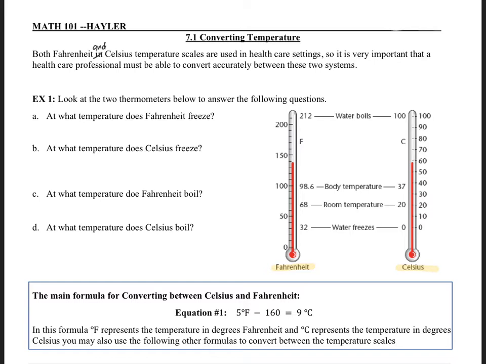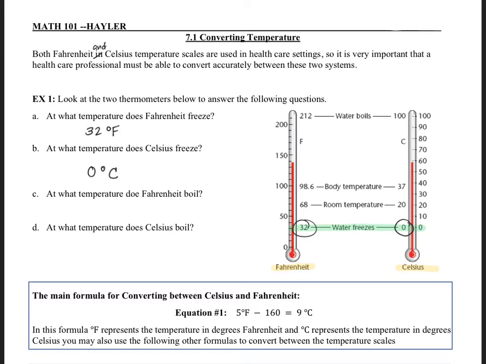All right, so at what temperature does Fahrenheit freeze? Well, we're going to go ahead and just read the diagram. Water freezes at this point. So, first, for Fahrenheit, that's 32 degrees Fahrenheit. So we're going to write the 32 and then degrees Fahrenheit. And remember, that's a capital F. We do not use a lowercase f to indicate Fahrenheit. And then, at what temperature does Celsius freeze? Well, going over here, that's going to be 0. So 0 degrees and then capital C for Celsius.